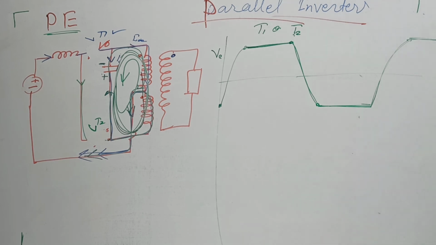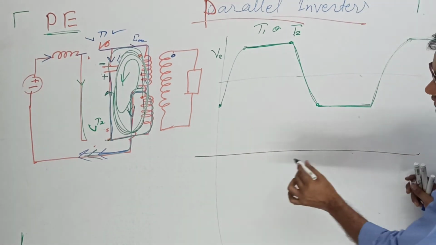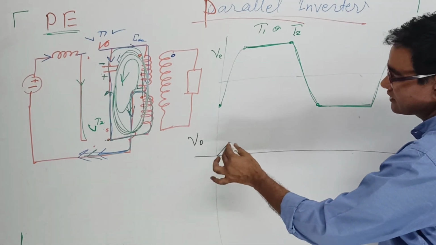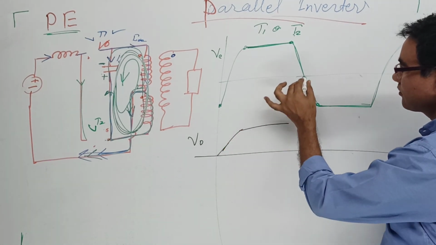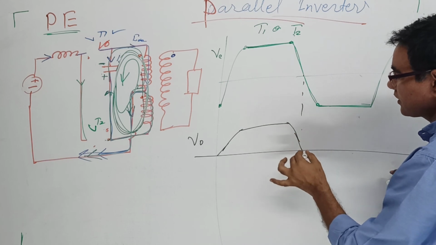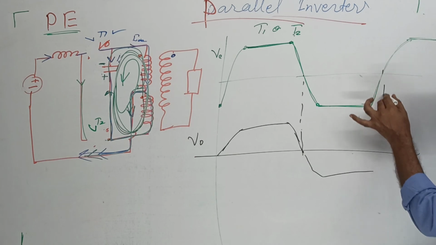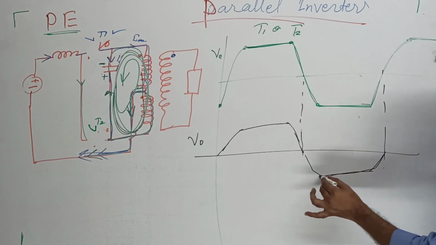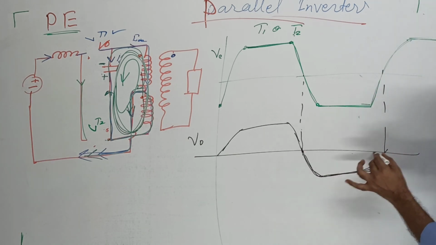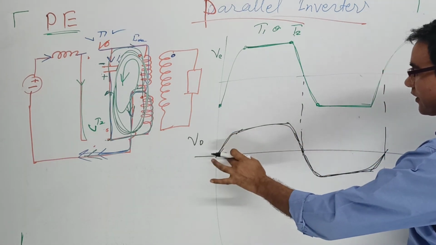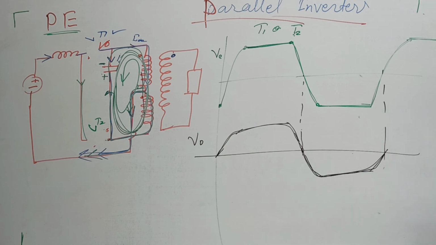We will draw the output voltage. For the positive half of the cycle, this is the output voltage like this. For the negative half of the cycle, the output voltage is like this. So this is the output voltage. Okay, so it is a very good, well-formed waveform.